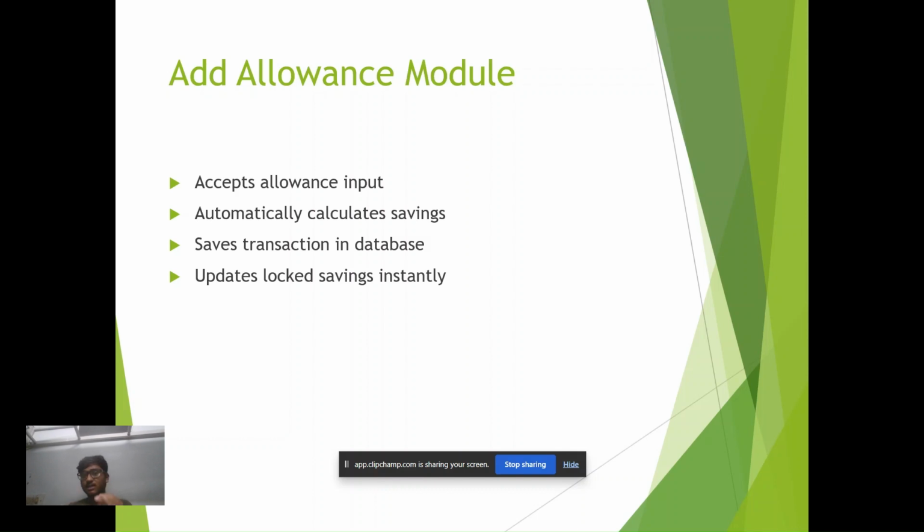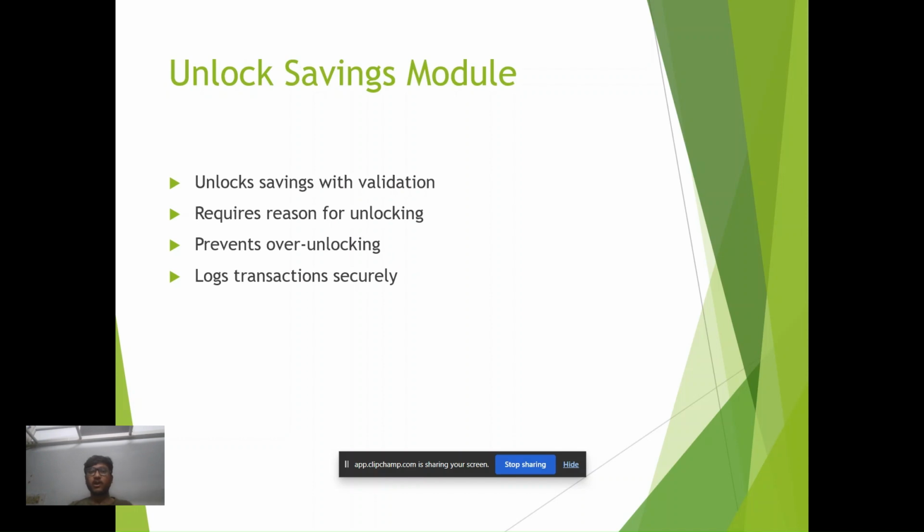The logged savings cannot be accessed by the users until a specific reason is stated, which becomes part of the unlock savings module. Where we unlock savings with validation, it requires a reason for unlocking and prevents over unlocking. So we strictly enforce savings mechanisms so that the user does not go against the whole saving policy, and it logs transactions securely.